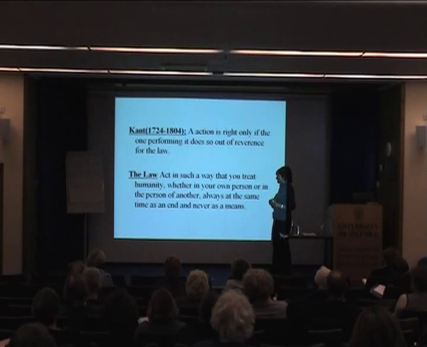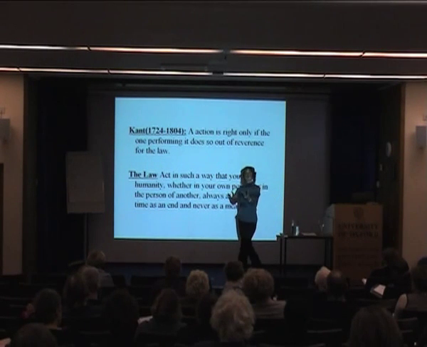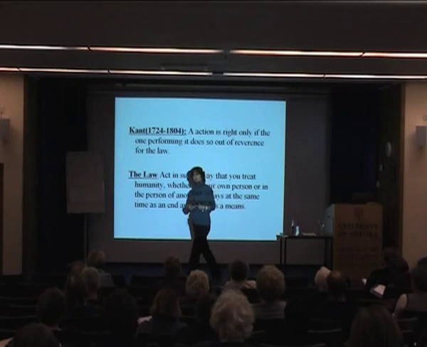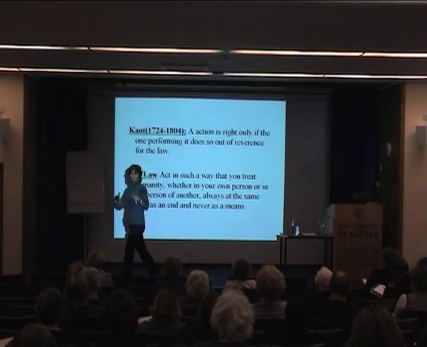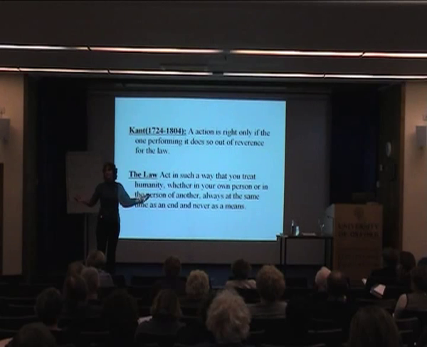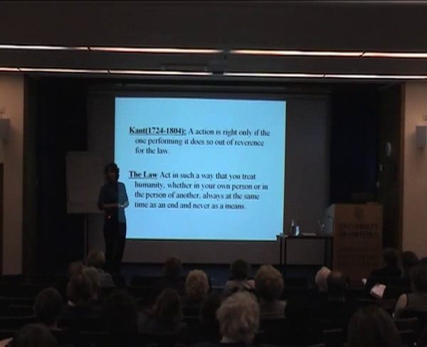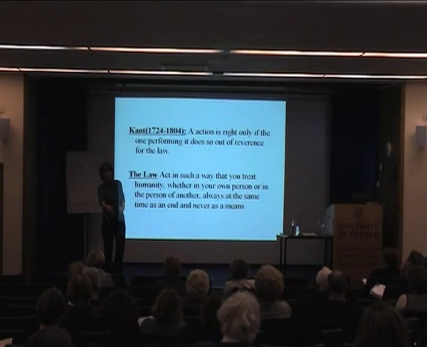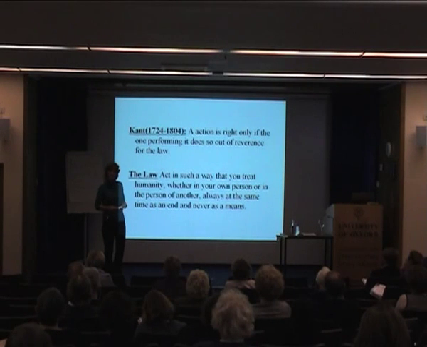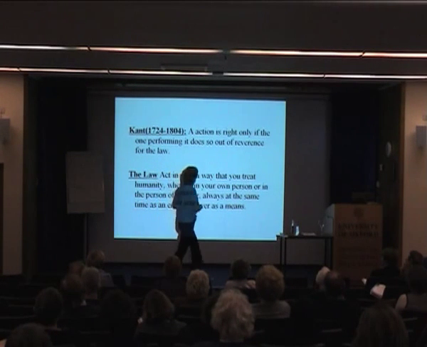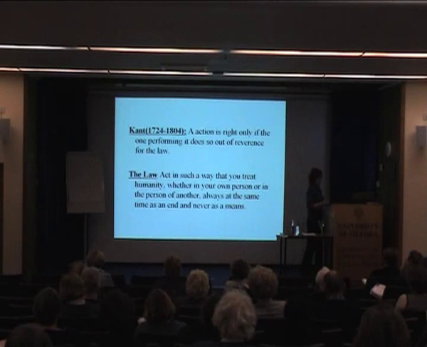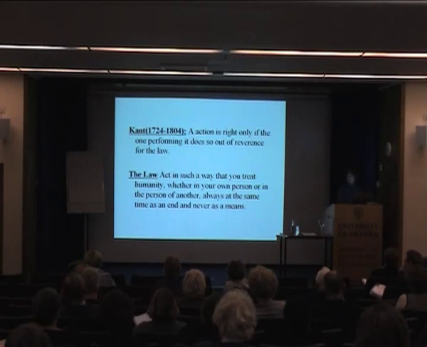Does he? Always at the same time. Oh, just say, as you treat them as a means, you're also treating them as an end. So there's no duration to it. It's just that simultaneously, you can't make up for having treated someone as a means by then treating them as an end. You were wrong to treat them as a means in the first place. Okay, so that's Kant. We're rollicking through the philosophers here.